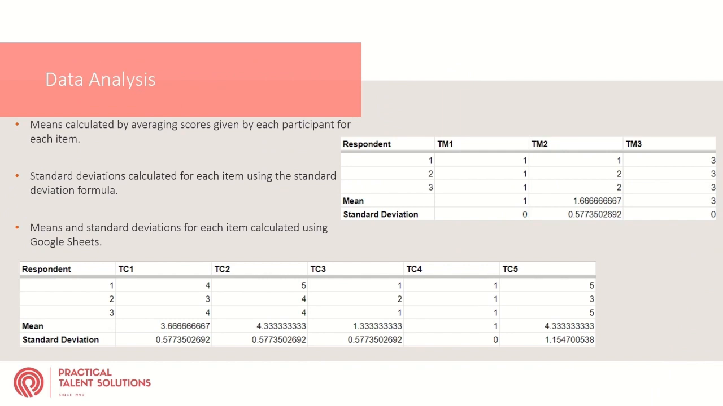After Group 3 completed the effectiveness ratings, we ran 2 statistical analyses to determine which behavioral statements would make the final BARS. We first calculated the means for each item by averaging the scores given by each subject matter expert. This was done by applying a simple formula in Google Sheets to generate the mean score for each item in each performance dimension. Next, we used the standard deviation formula to calculate the standard deviation for each item. This was also done using a simple formula in Google Sheets.